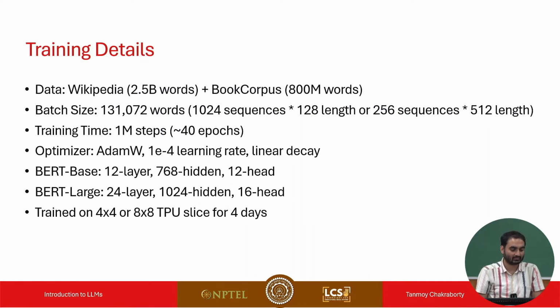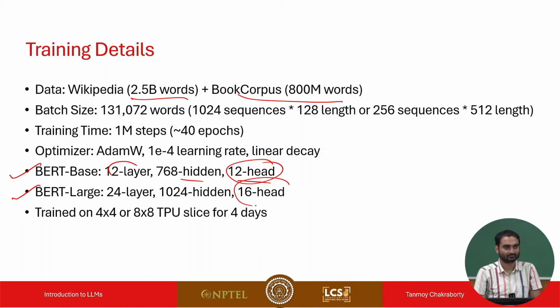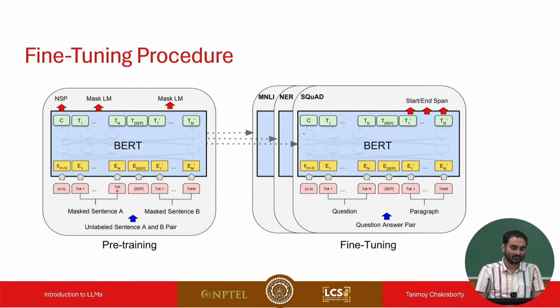So these are the training details. They used a 2.5 billion word Wikipedia corpus and another book corpus consisting of 800 million words. They tested two variations of BERT: BERT base, consisting of only 12 layers of encoder, and BERT large, consisting of 24 layers of encoder, with different hidden state sizes and different multi-headed attention, 12 heads, 16 heads, and so on. There are other epochs and other details also mentioned here.